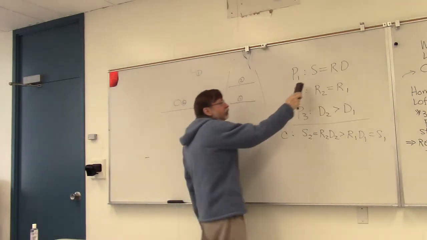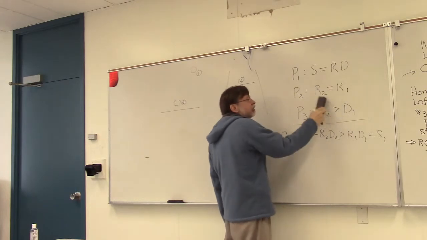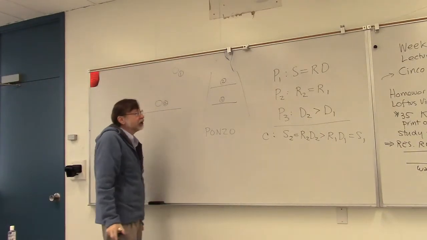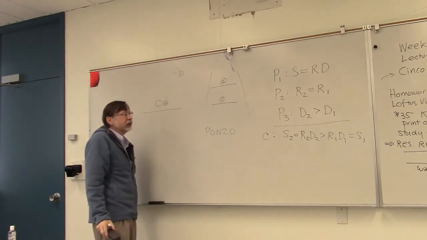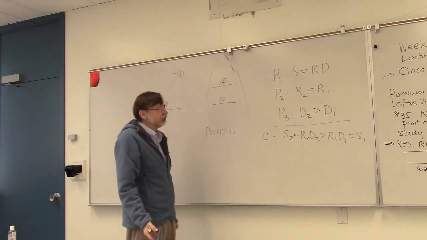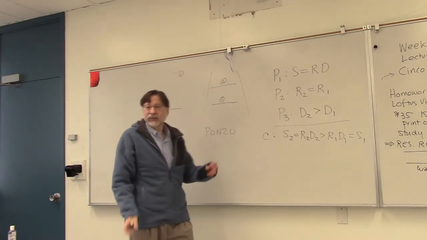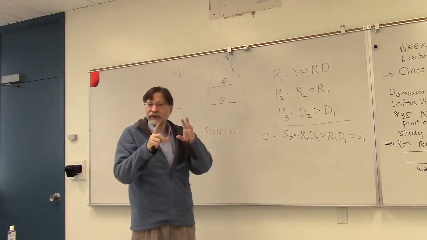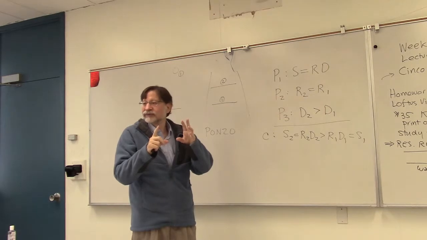The first premise is S is equal to RD. The second is that the two retinal images are equal. You can check that by looking through a tube, measuring the retinal images, or taking a photograph. And those who take photographs of those big moons, you know how they get those great postcards of the big moon on the horizon? They cheat.